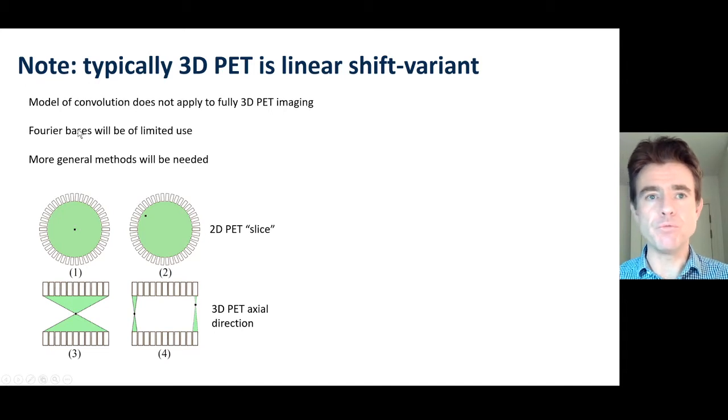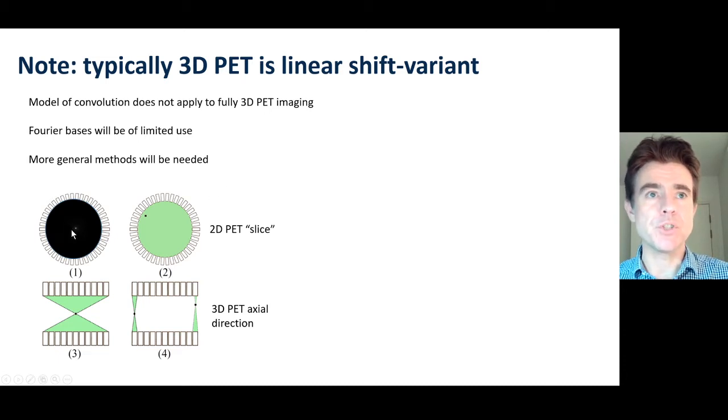Therefore, Fourier really will not be of direct use in this context unless you use very special tricks and so on, which people have tried, but it's not very elegant, and you end up needing to reject data to make the system shift invariant again. So we do need more general methods.